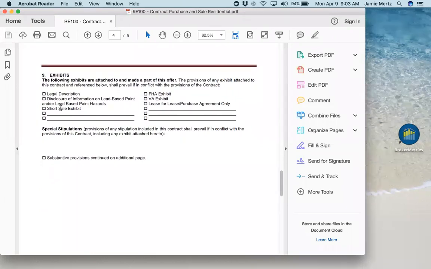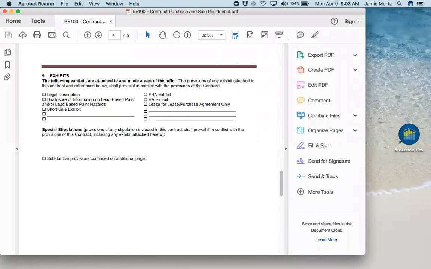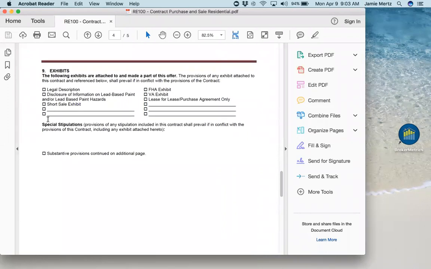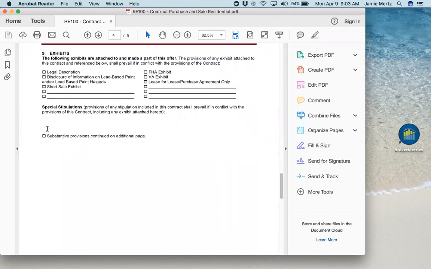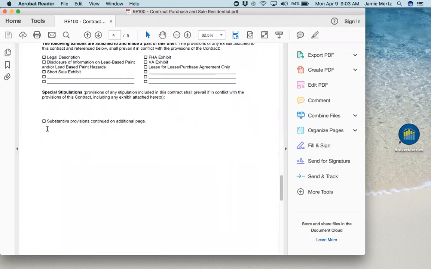These are just samples of exhibits. There's lots of other exhibits. Sale, lease of buyer's property contingency exhibit. You'll want to make sure that any of those exhibits that pertain are attached to and made part of the contract. And then you go on further down where you can write in your special stipulations.